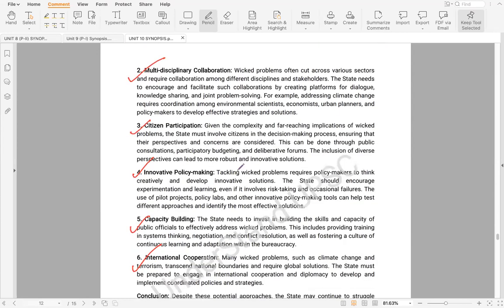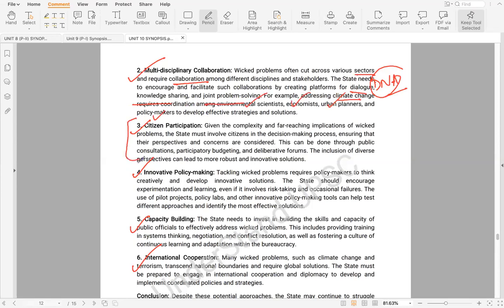Second, collaboration in terms of multidisciplinariness. Wicked problems often cut across various sectors and require collaboration among different disciplines and stakeholders. The state needs to encourage and facilitate such collaborations by creating platforms of dialogue, negotiation. There's a DNA approach, dialogue, negotiation, action. You can directly mention that, knowledge sharing, joint problem solving, etc. For example, addressing the climate change issue requires coordination among environmental scientists, economists, urban planners, and policy makers.